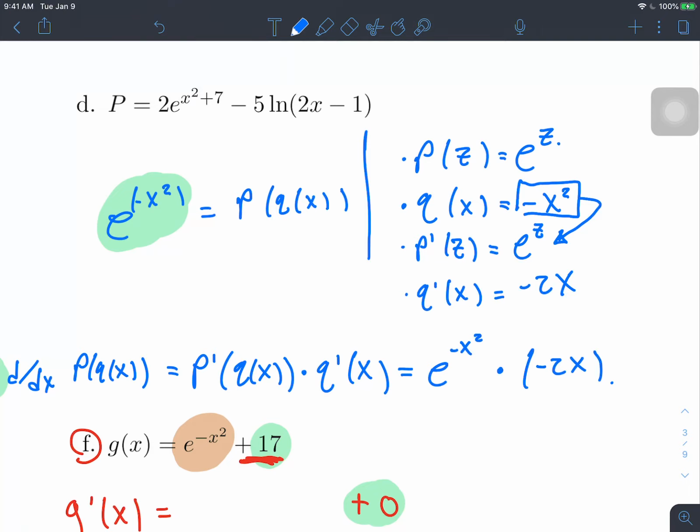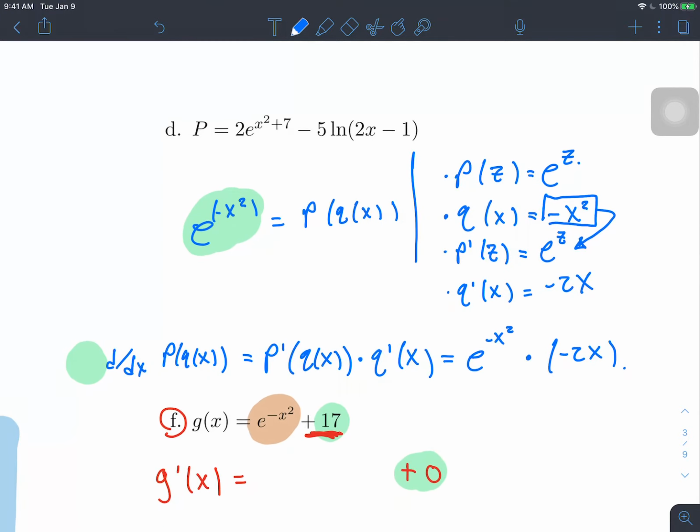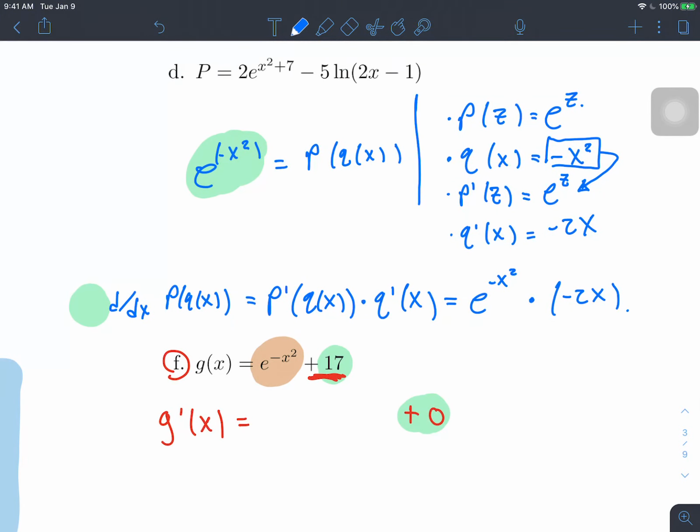Okay, so now I figured out what the derivative of e to the minus x squared was. I need to now incorporate it in g prime of x. Because remember, g prime should be the sum of the derivative of e to the minus x squared and the derivative of 17, which we already computed was 0. So I'm just going to take the derivative we just computed, and I'm going to put it in this spot right here. It's going to be e to the minus x squared times negative 2x. And that's my answer.